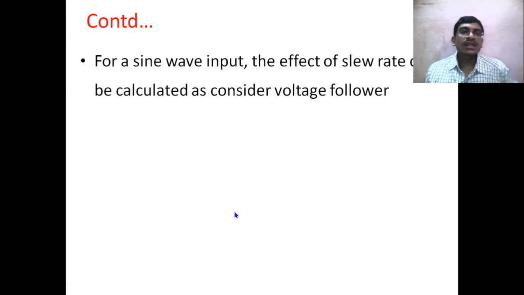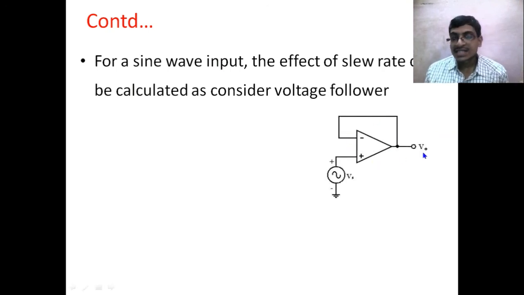Okay, for a sine wave input, the effect of slew rate can be calculated by using a voltage follower. So this is a voltage follower. We already know what a voltage follower is. The voltage follower is a unity gain operational amplifier used to isolate the circuit.